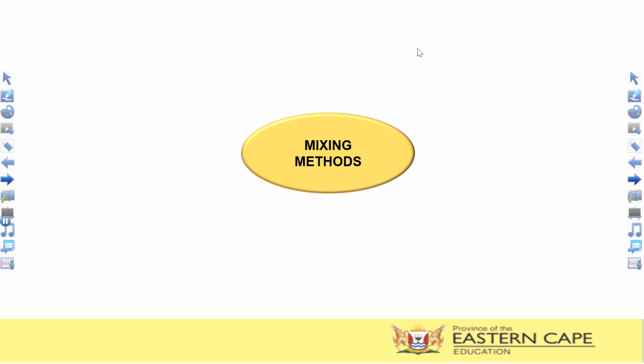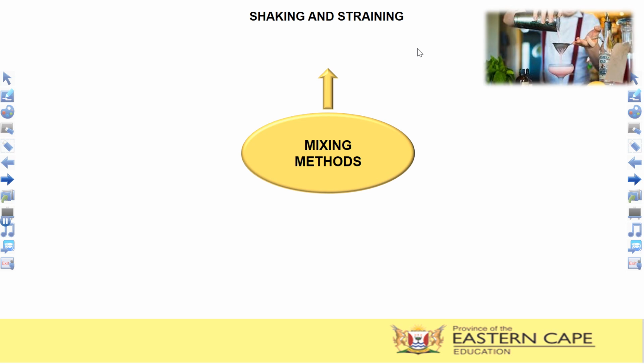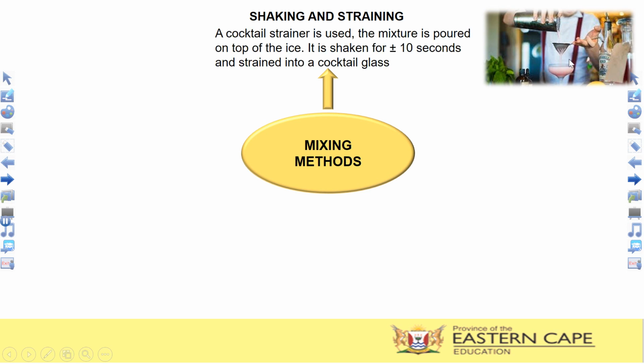Let us look at the mixing methods that you can use when you are making a cocktail. Shaking and straining. This is where you have your cocktail shaker, and inside the cocktail shaker is a strainer, or you can also use the normal strainers that you would find in every household to strain into your glass. A cocktail strainer is used. The mixture is poured on top of the ice. It is shaken for 10 seconds and strained into the cocktail glass, as you can see from the illustration.